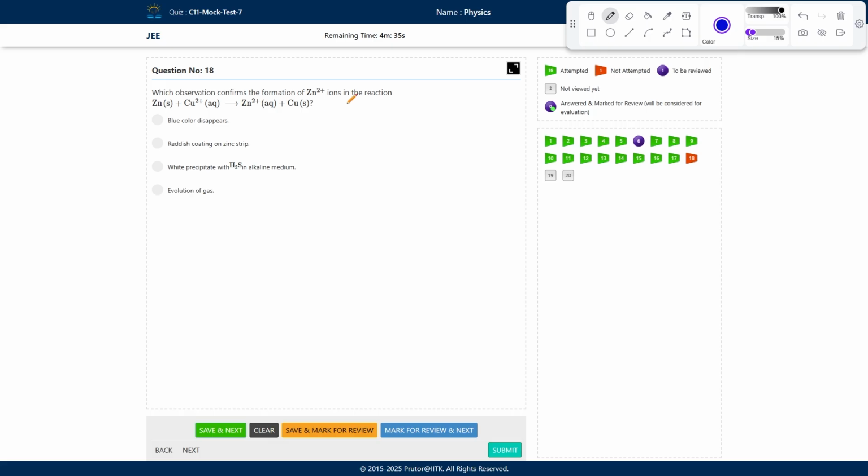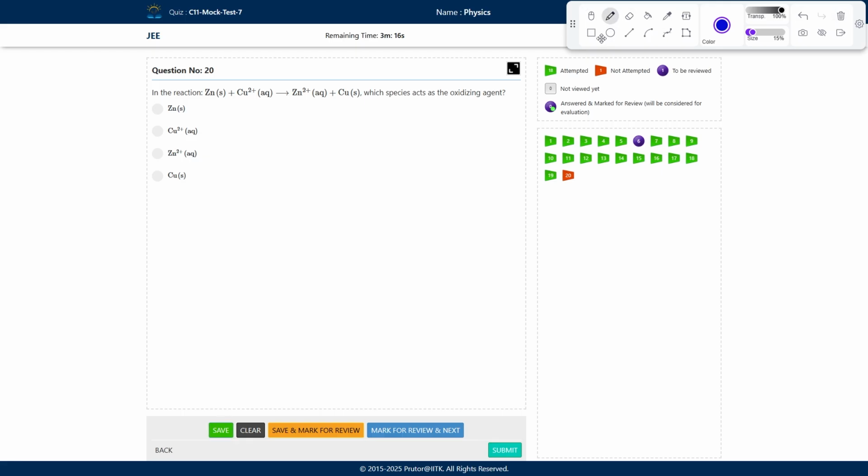Which observation confirms the formation of Zn2+ here? White precipitate with H2S in alkaline medium. You have seen this thing. To observe this change, we pass H2S onto the solution to form the white precipitate. In the absence of Zn2+, we have a blue color solution due to Cu2+, but as soon as you do this reaction, Zn2+ is formed, and to confirm this, we pass H2S gas through the solution, keeping the medium alkaline to get a white precipitate. Last question.